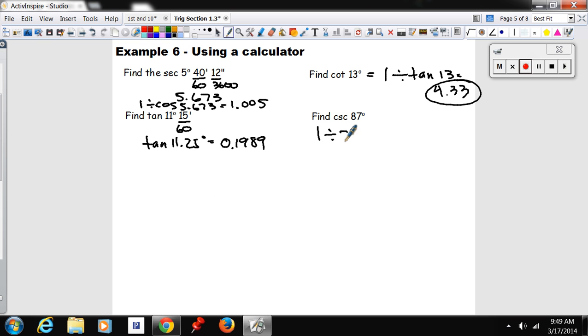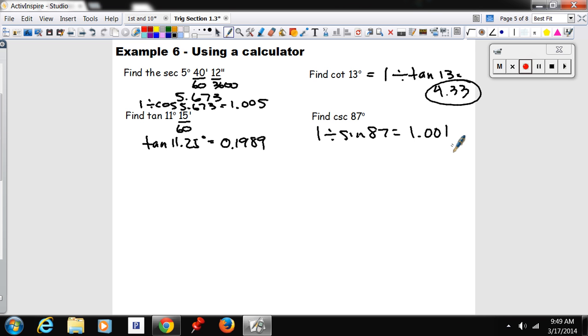Cosecant, you're going to need to do 1 divided by sine of 87. 1 divided by sine of 87 degrees. You get 1.001. So those are the calculator ones. You might have a couple of calculator problems where you got to figure out a tangent or a cotangent or a sine or a secant or something like that.